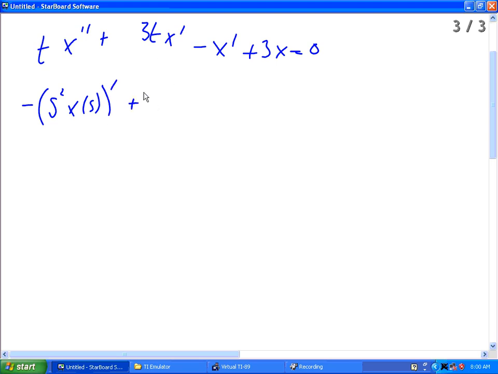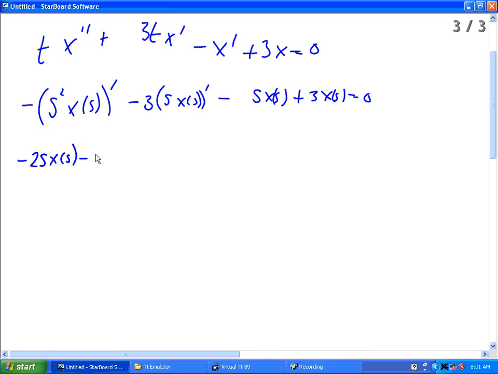Plus, oops, it's not going to be plus, it's going to be minus 3. Okay, and then again, this is going to be s x of s prime minus s x of s plus 3x of s equals 0. Take the derivative here. See if I can do it right this time. It should be negative 2s x of s.